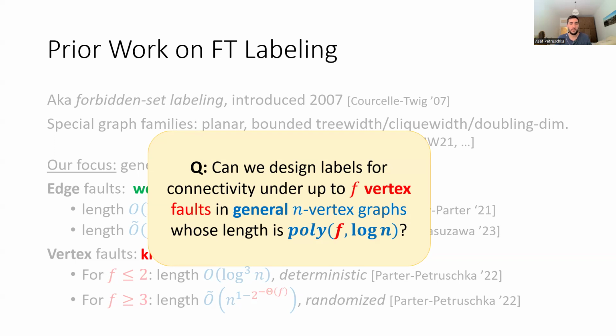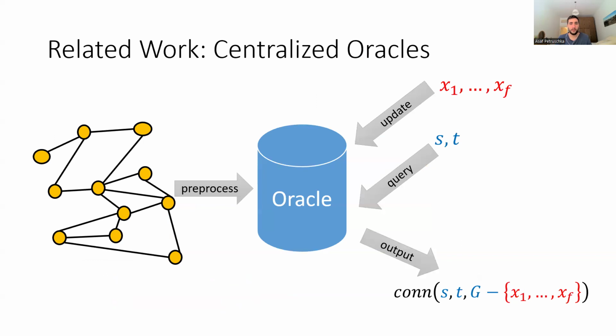That is, can we give labels of length polynomial in f and log n for connectivity under f vertex faults? And in fact, even giving labels with polylog n bits for any constant f greater than 2 was entirely open. Another related area of research concerns centralized data structures, or oracles, for connectivity under vertex faults.